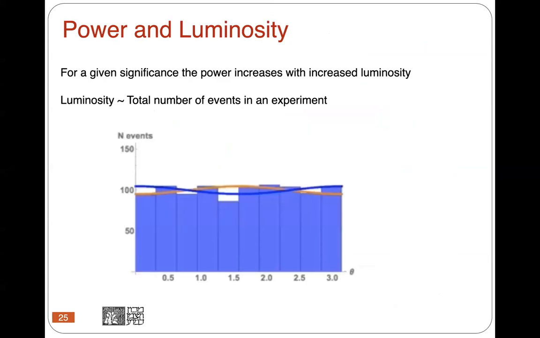So you remember that the power is 1 minus p alt and the p-value is p null. Now, what is the meaning of taking more luminosity? If I take more luminosity, I increase the power. This is why we have to wait for more and more statistics, because we want the statistical test to be meaningful.